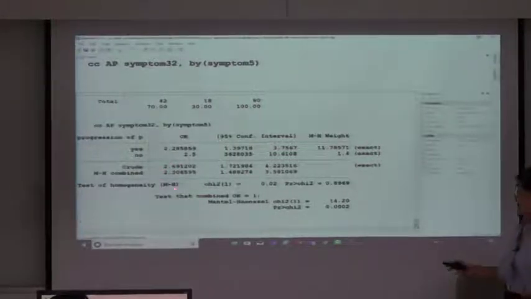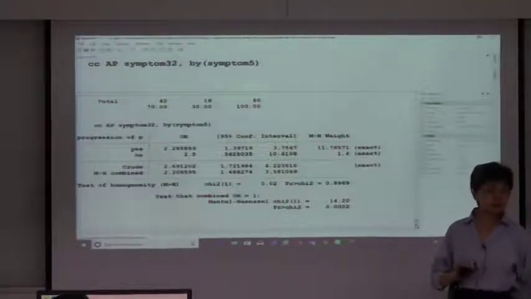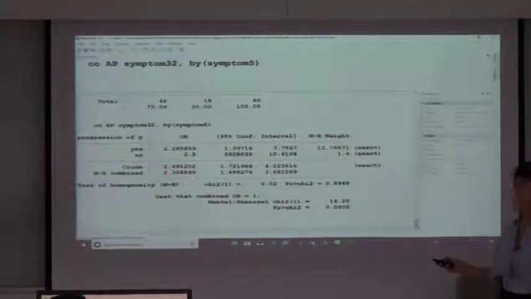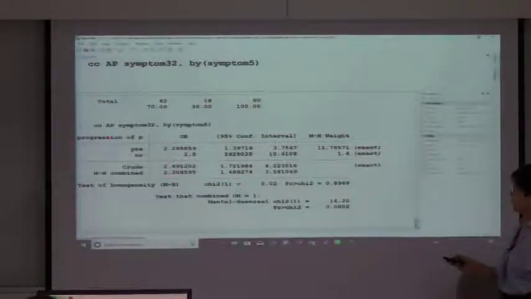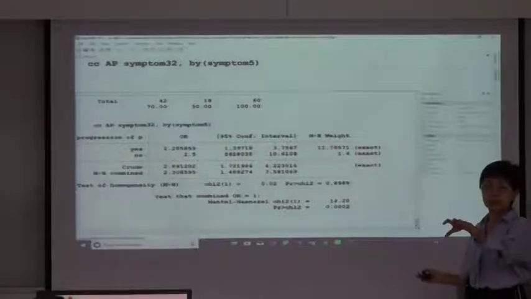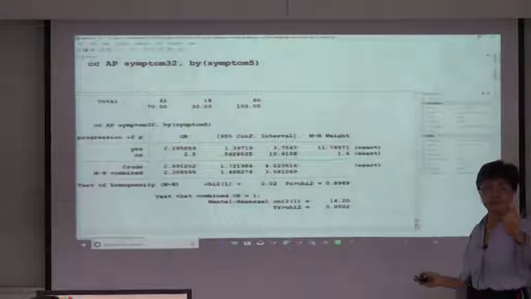So progression of pain is a confounder, but not a very high effect of confounding, because the crude odds ratio is 2.7 whereas the adjusted is 2.3. It's a little bit lower. So what we need to know here is that progression of pain might be a confounding effect with migration of pain. The adjusted odds ratio equals 2.3. After adjusting for progression of pain, we test the Mantel-Haenszel chi-square, and that is still significant. That means migration of pain is still significantly associated with appendicitis after adjusting for the effect of progression of pain.